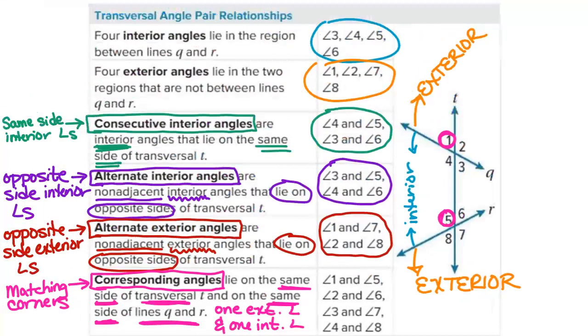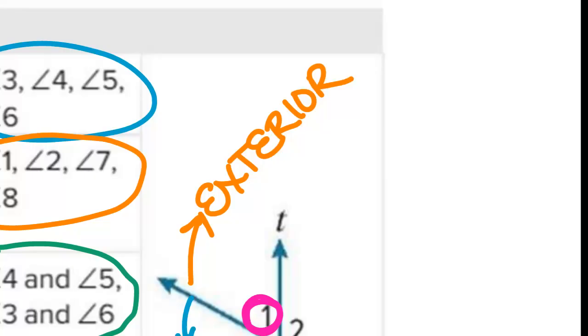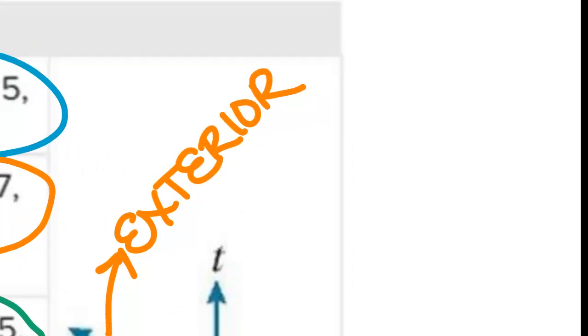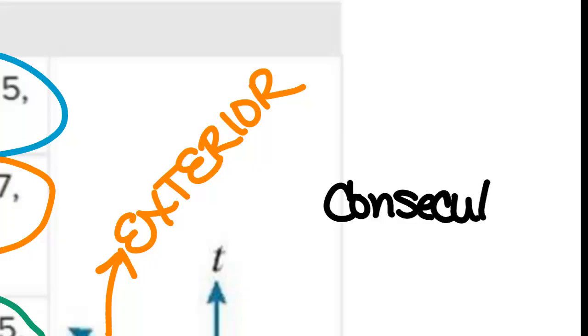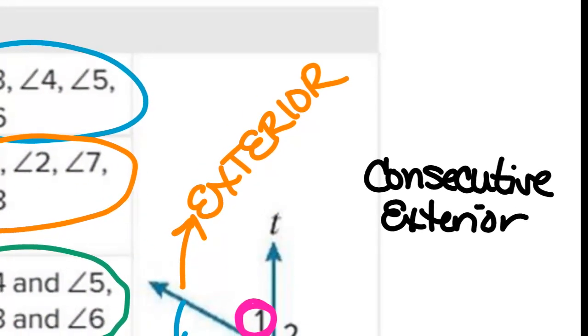There is one more type of angle pair that is not on this page that we're going to add off to the side in the margin. These are consecutive exterior angles.